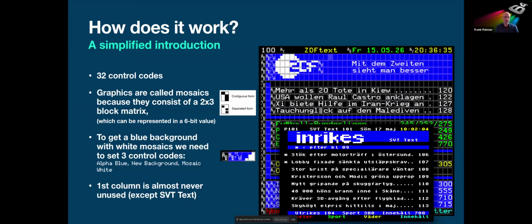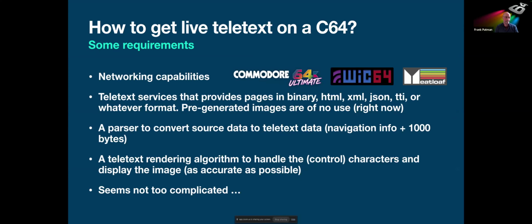And this is an example of Sweden, and there they use the asterisk in column 0. But on all other stages, it's never used. But what do we require to get it working on our Commodore 64? In the first place, we need networking capabilities, of course. Some services are also available on the internet. It's not only on TV.